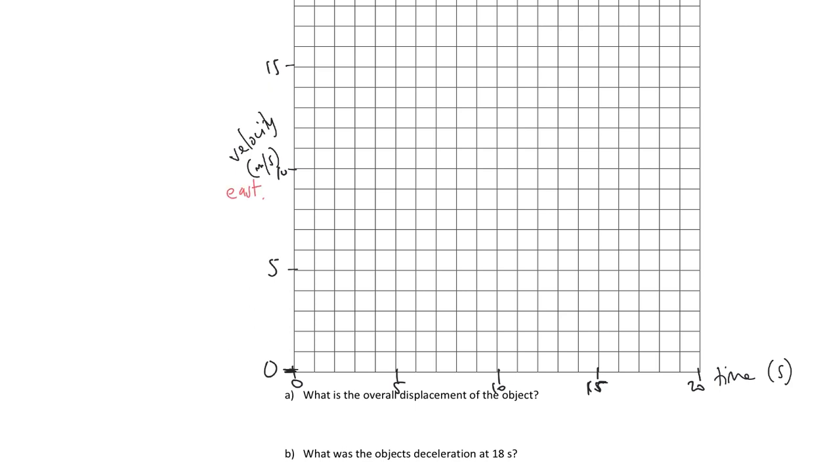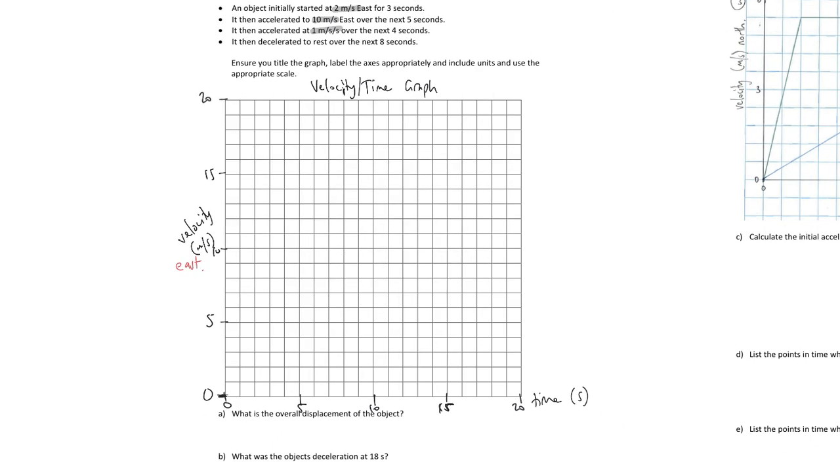Okay, cool. So let's have a look. The information starts off with the object initially started at 2 meters per second east for 3 seconds, which means for 3 seconds, it's going at 2 meters per second. So for 3 seconds, which is up to this point there, on this line here, it's going at 2 meters per second, which is that line there, right?